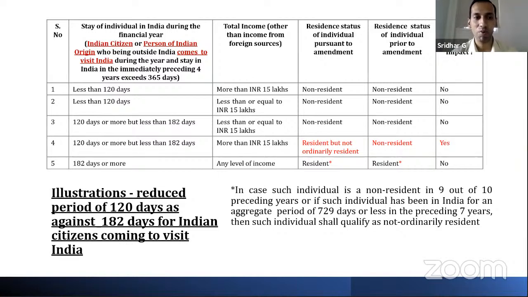Thanks, Siddharth. This was very helpful. Can you explain further what types of income are considered, and which are not considered, as foreign source income, which should not be counted for determining the deemed residency impact? Sure. Next slide.